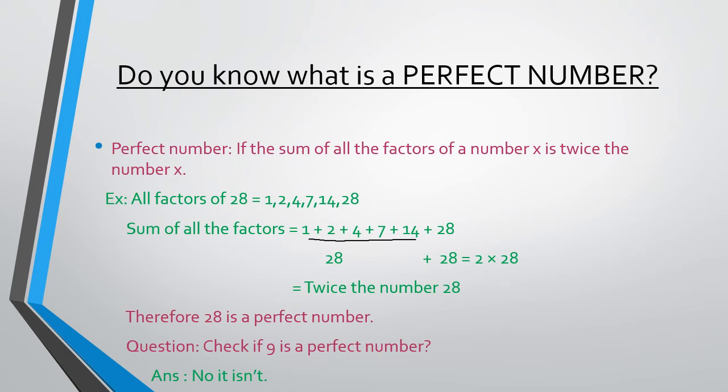No, 9 is not a perfect number. Why? When we add the factors of 9, it will not result in twice the number 9. That is why 9 is not a perfect number.